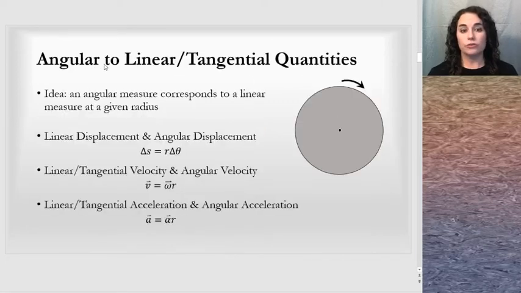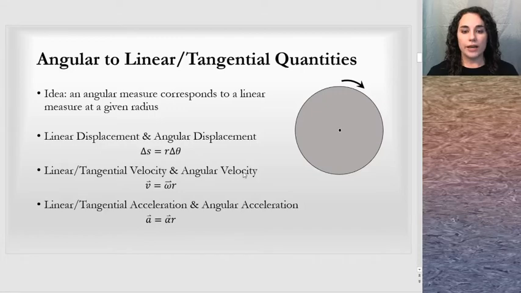We can convert from angular to linear tangential quantities by a simple factor of r, and we saw that with angular displacement. To get from angular displacement to linear displacement, we just needed a factor of r, and this is the arc length. And this is a linear displacement.